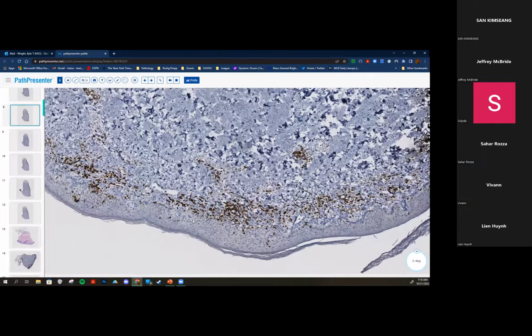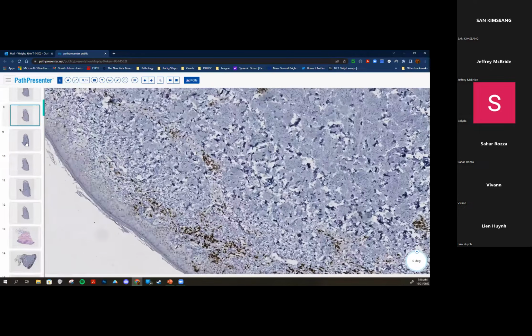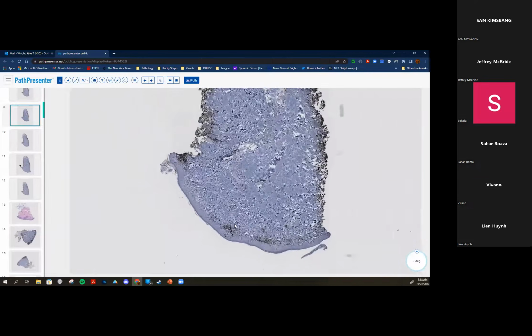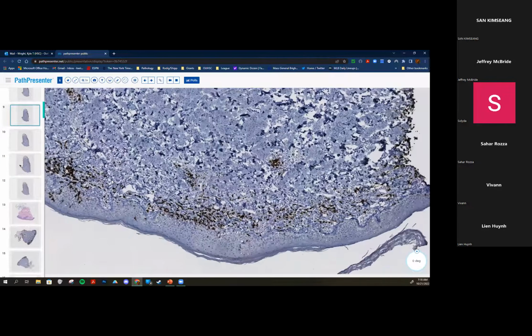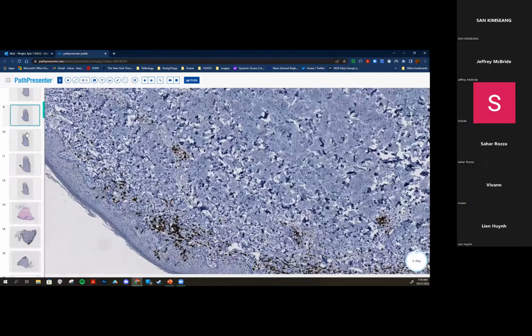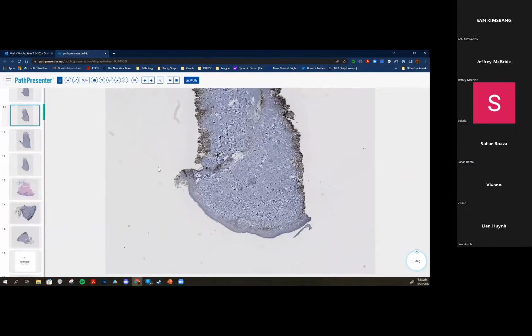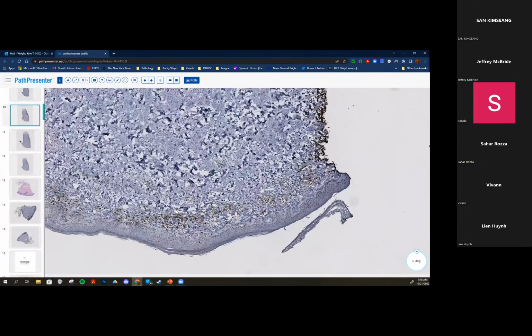You can see in terms of CD2, it looks like that expression is relatively retained. CD2 is one of the most robust T cell markers, so it's very often the last one to go. This is CD5. There might be some partial loss of CD5, but it looks like for the most part it's retained. And here's CD7. Probably demonstrating partial loss, a very common finding in this entity, partial loss of CD7.